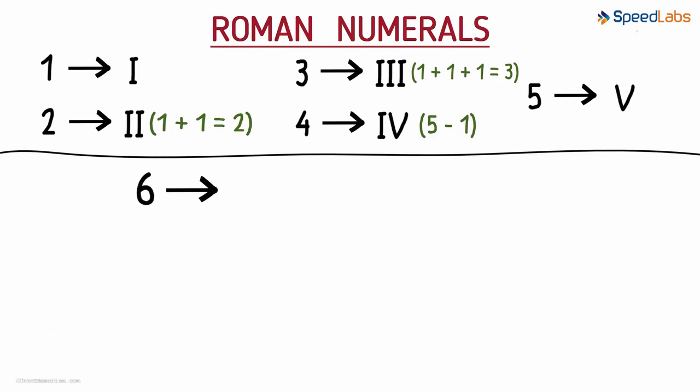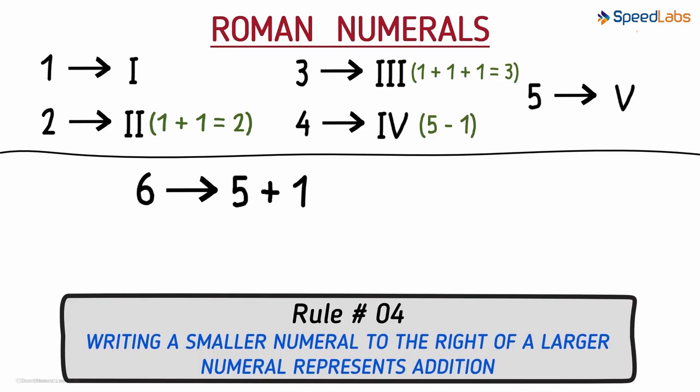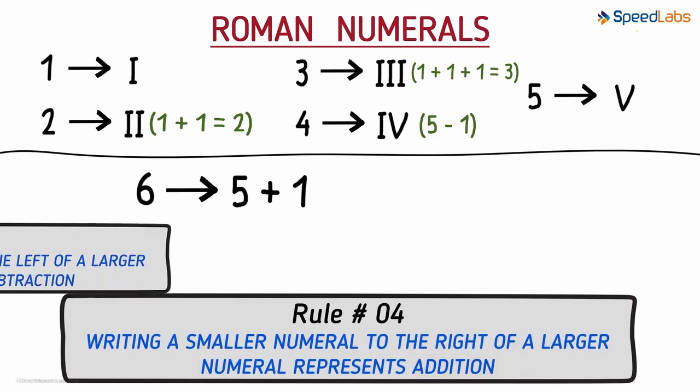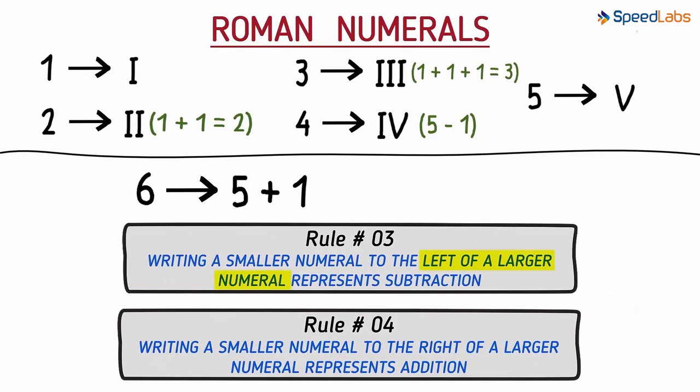Yes, we can write it as 5 plus 1. This time, we have to add 1 to the numeral 5. What can be done here? The next rule answers this question. Let's look at it below. Numerals that decrease from left to right represent addition to the numbers. Simple, isn't it? When we write a smaller numeral to the left of a larger number, we subtract. And when we write a smaller number to the right of a larger numeral, we add. It means writing the numeral 1 to the right of a numeral 5 will represent 5 plus 1, which equals 6. So we get the Roman numeral for 6 as this.